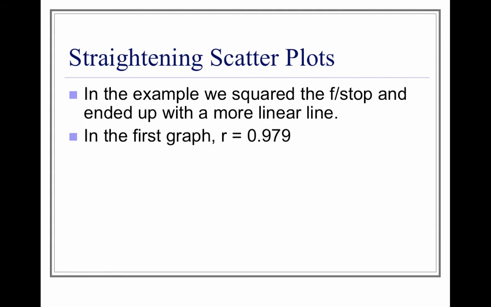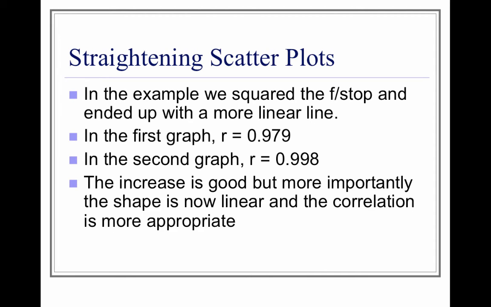In the first graph, our correlation coefficient was 0.979, which is still really strong. But when we straightened it, we ended up with 0.998, which is much stronger, much closer to 1. The increase is good. We want to see that correlation coefficient increase. But the most important thing is what we saw in the scatter plot and the fact that the shape is now linear, so it's actually appropriate to use the correlation.